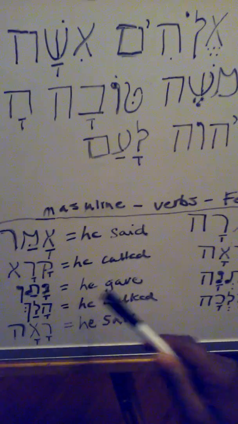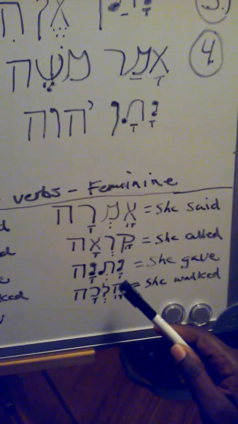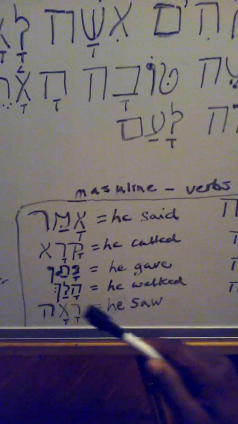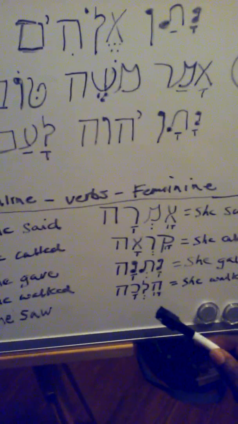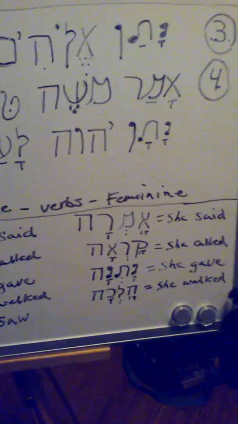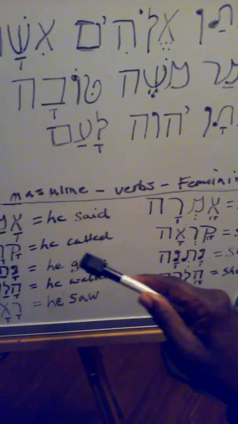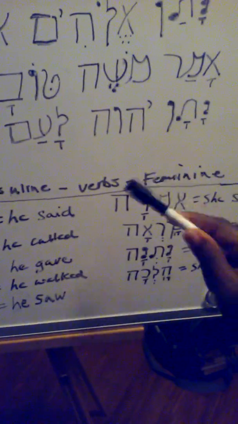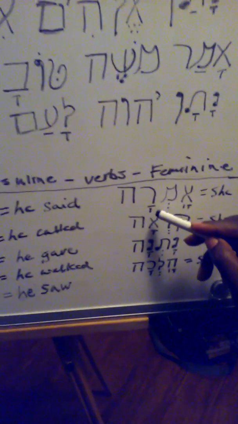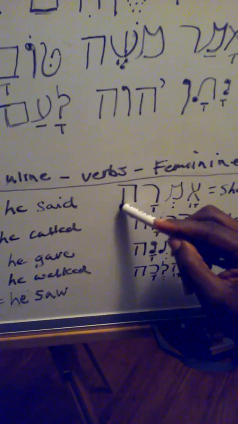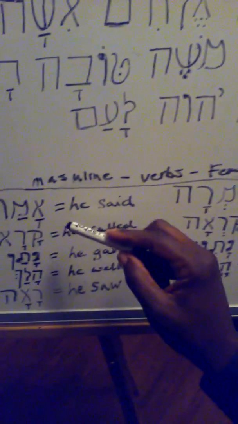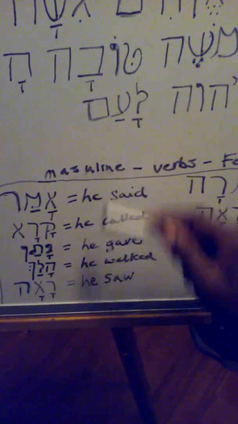We have Natan, he gave. We have Natana, which is she gave. Here we have Qara, he called, which is he walked. Then we have Halaka, which is she walked. Again, we see the masculine and the feminine words for verbs. Again, we constantly see at the end of a word the qamets and the ending he, which gives us the feminine singular form, as opposed to the root word of the verb, which usually is masculine.